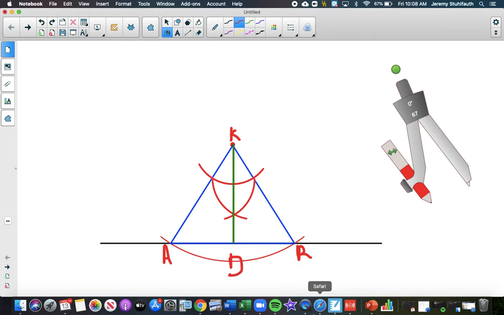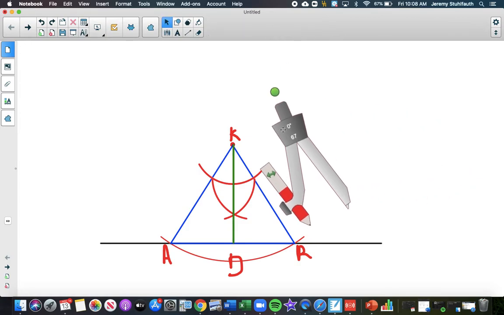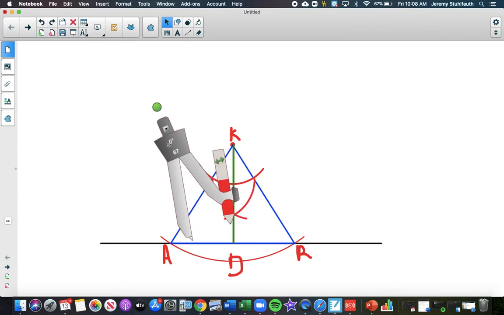Now, the question it asks is, do triangles ADK and RDK look congruent? So does the triangle on the left look congruent to the triangle on the right? If they are congruent, then what we can say is KD is the line of symmetry. So to see if they are congruent, we are going to compare the sides using our compass.